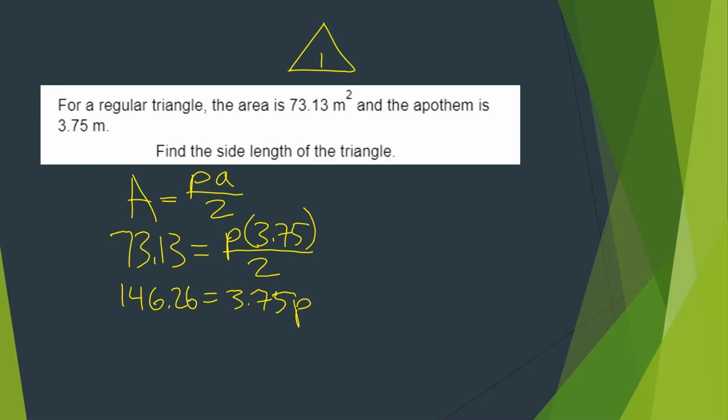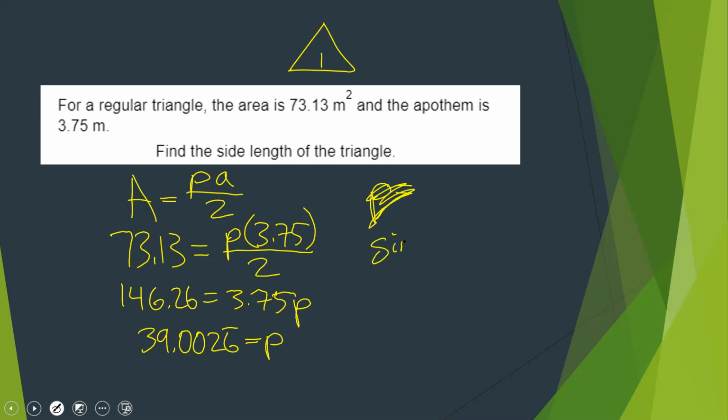And that is going to give us 39.0026 repeating equals our perimeter. If this is a triangle, then we should divide that by 3, right? Which will give us a side length of approximately 13.